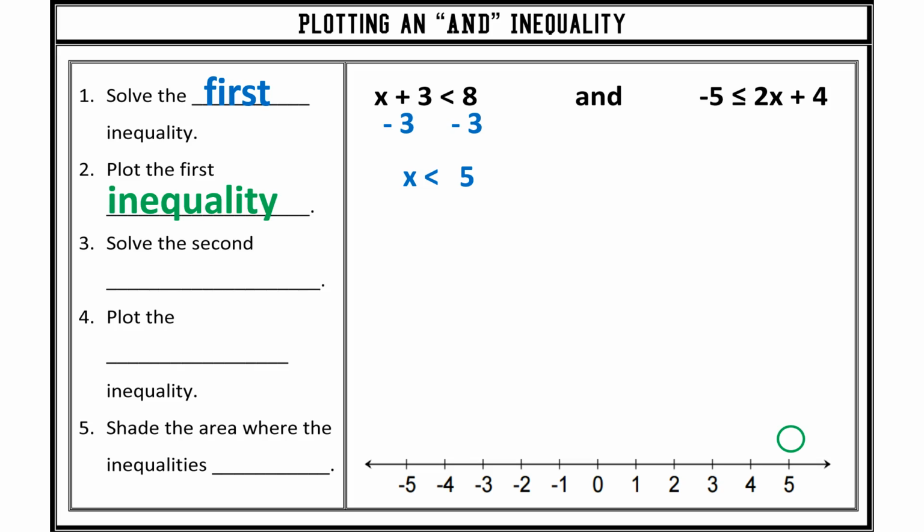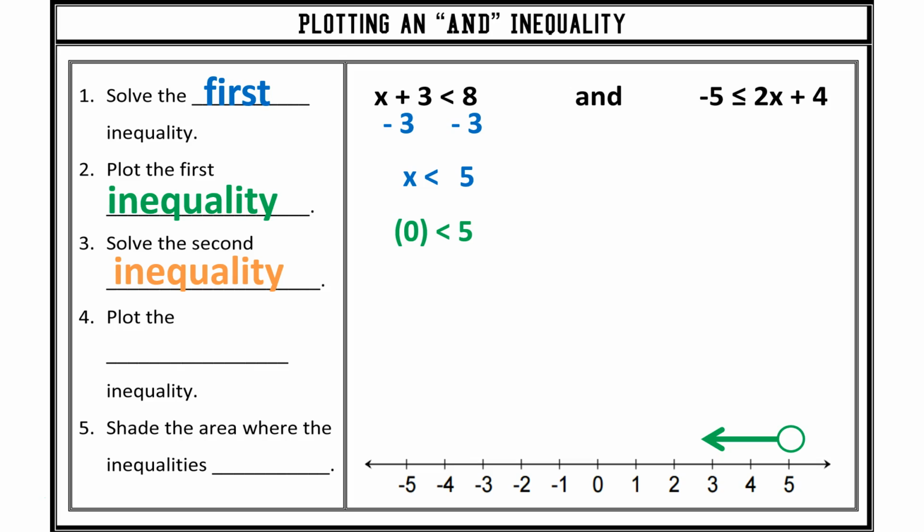You can use any value. I like to use 0. 0 is greater than all negatives and less than all positives. That makes this true. 0 is less than 5. 0's to the left, so I'm going to point my arrow to my left. For that part of my compound inequality, all the solutions are to the left.